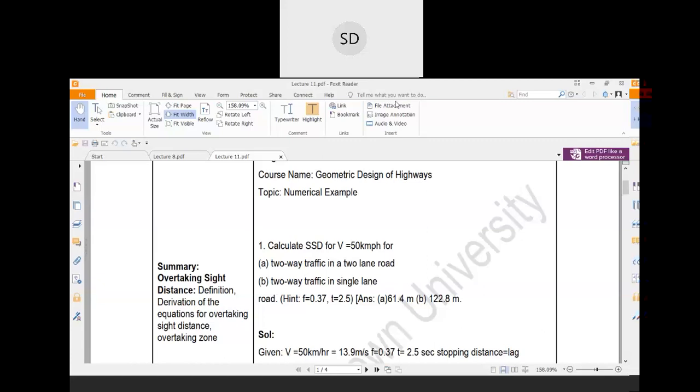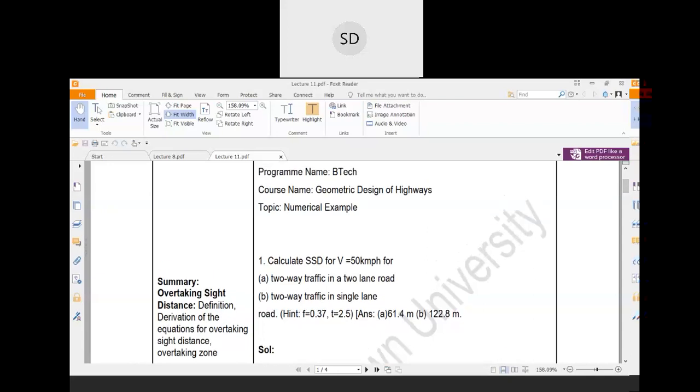So, in our previous class, we discussed stopping sight distance, and I told you that in today's class, we'll solve some numericals on the stopping sight distance. Okay, so let us solve some numericals, and I request each and everybody to bring some paper and pen. Then it will be easy for you to go for the numericals.